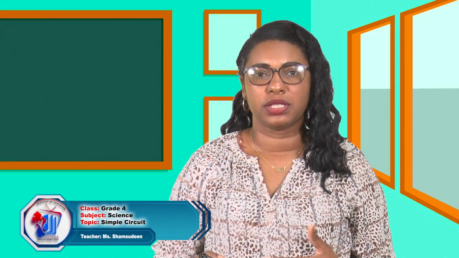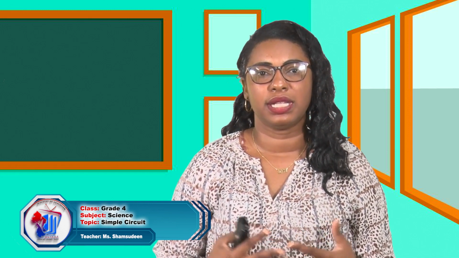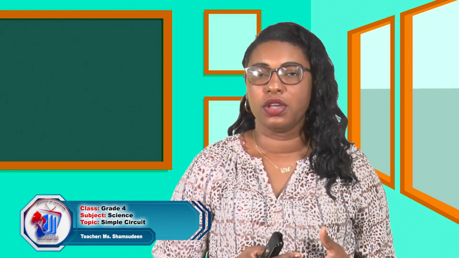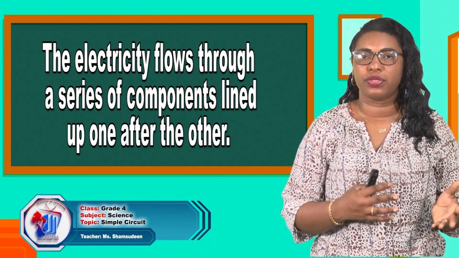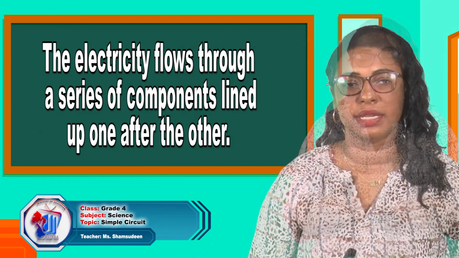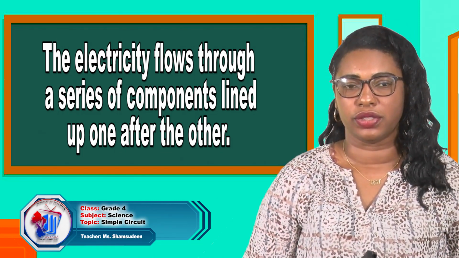In the simple series circuit, a path is created that allows the electricity to flow from the source, which is the battery, through each component and back to the source, so that there is only one path for the electrons to flow. The electricity flows through a series of components lined up, one after the other. The simple series circuit is the simplest kind of circuit to understand because you have given the electricity no choice in where it goes.